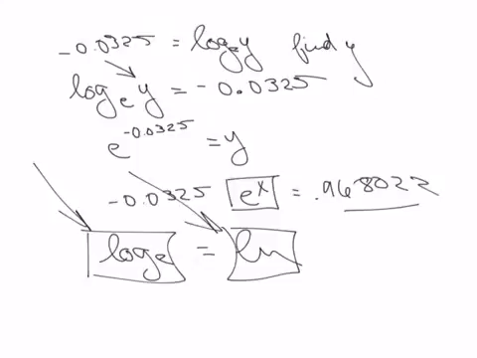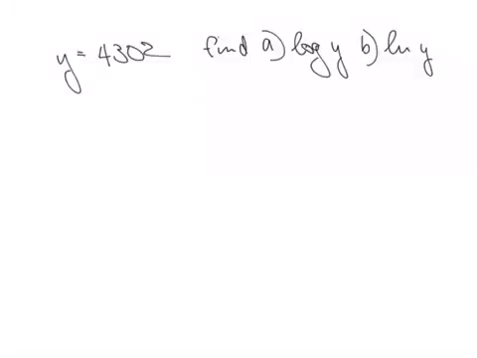Alright, so let's look at 113.5. Find the log of y. So we're going to put the log of 4302 equals. Since we're looking for that, we're just going to hit the log key, 4302, and when we do that, we're going to get 3.63.